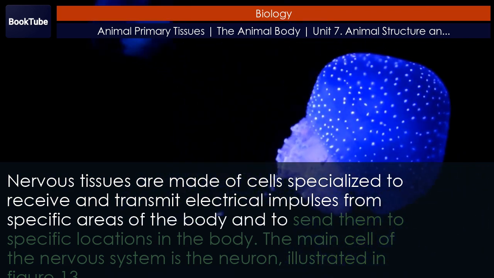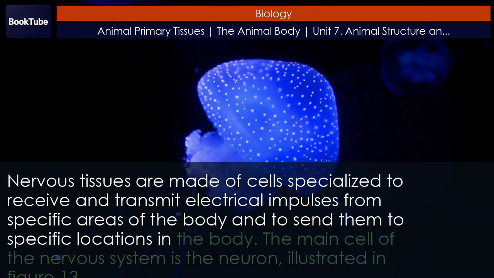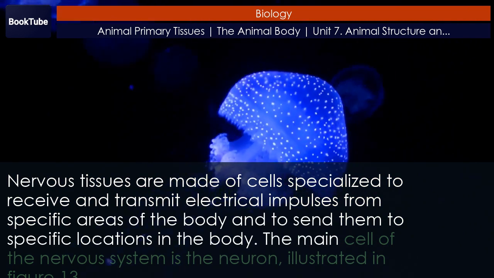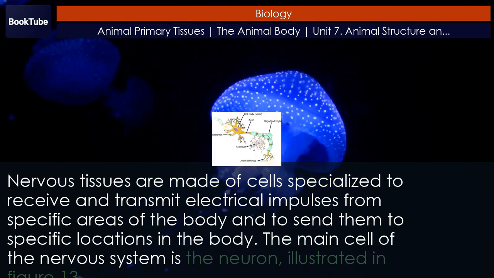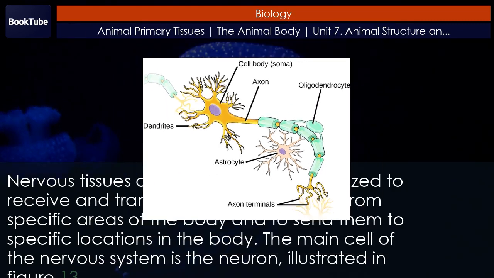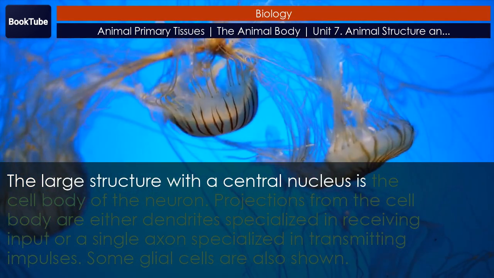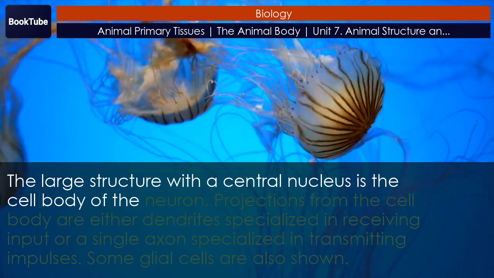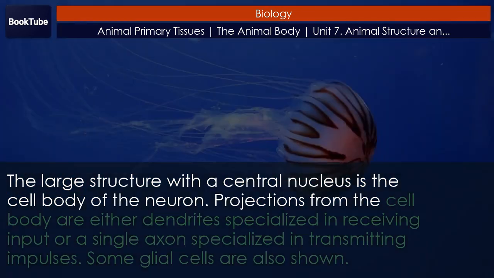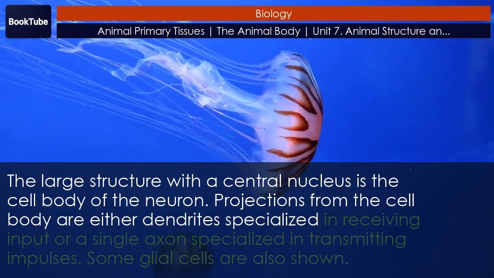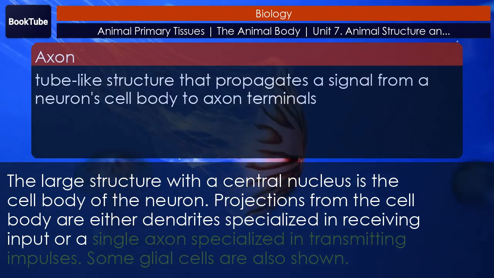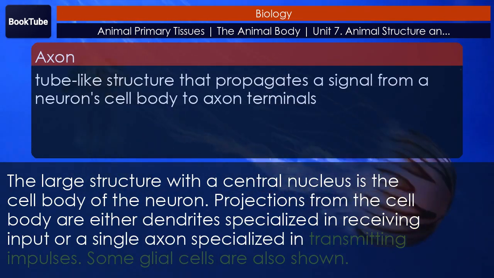Nervous tissues. Nervous tissues are made of cells specialized to receive and transmit electrical impulses from specific areas of the body and to send them to specific locations in the body. The main cell of the nervous system is the neuron, illustrated in Figure 13. The large structure with a central nucleus is the cell body of the neuron. Projections from the cell body are either dendrites specialized in receiving input or a single axon, specialized in transmitting impulses.